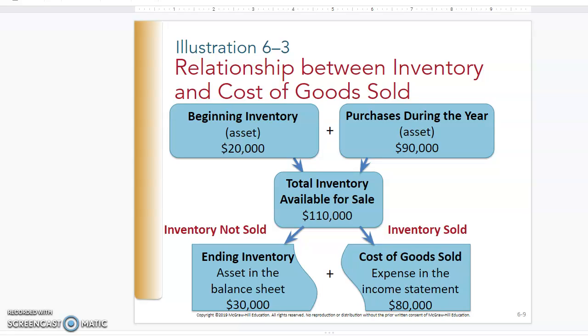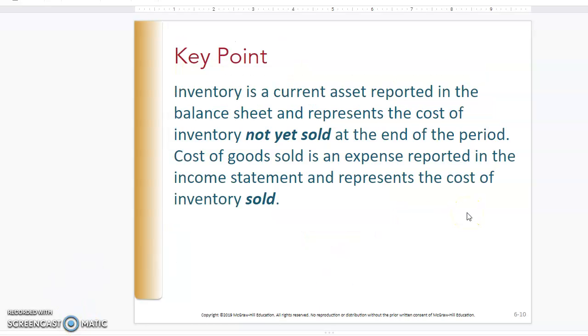This illustration tells you what you need to know about cost of goods sold. Remember, beginning inventory plus what we purchased during the year equals what we have available for sale. And then that amount ends up in either cost of goods sold or ending inventory. Again, the current asset is inventory, not yet sold.